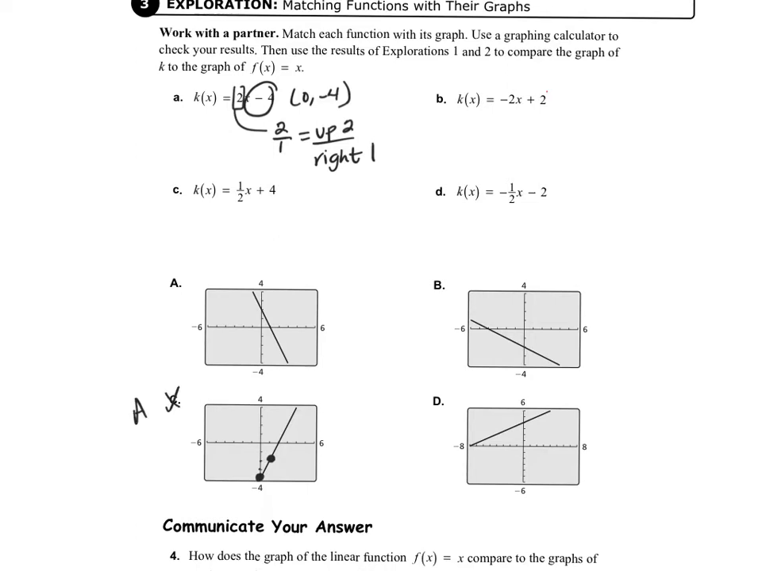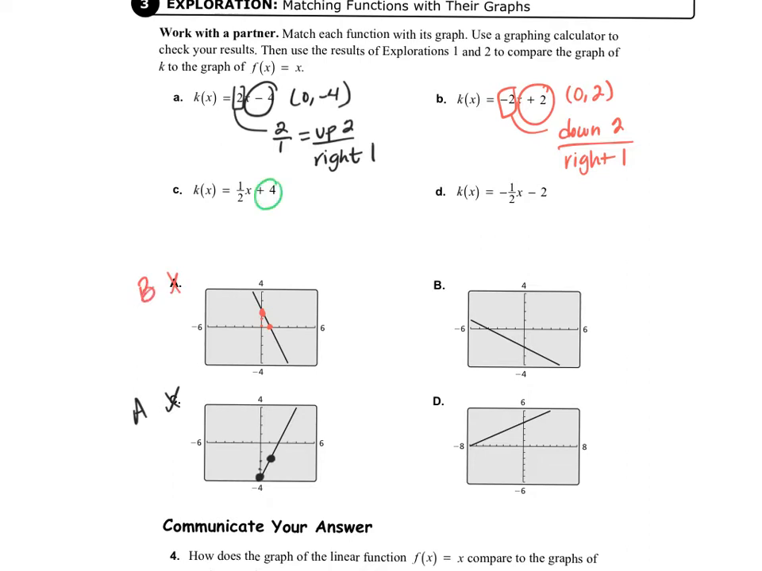So then let's talk about this one. Slope-intercept says I start at 0, 2, and I go down to the right 1. So go to 0, 2, and I go down to the right 1. So this one's going to go to B.